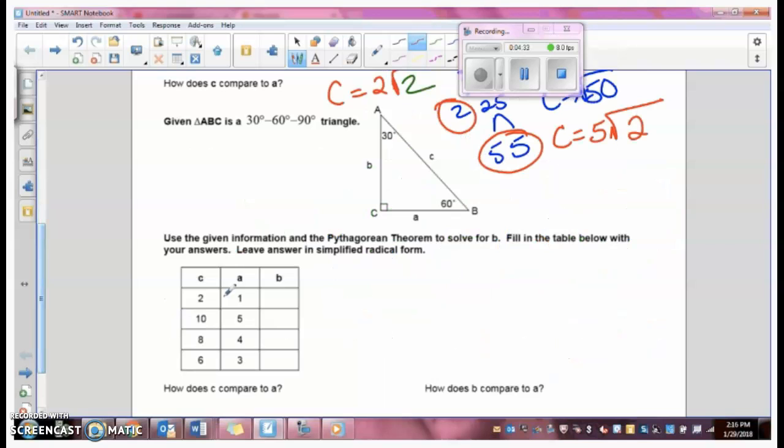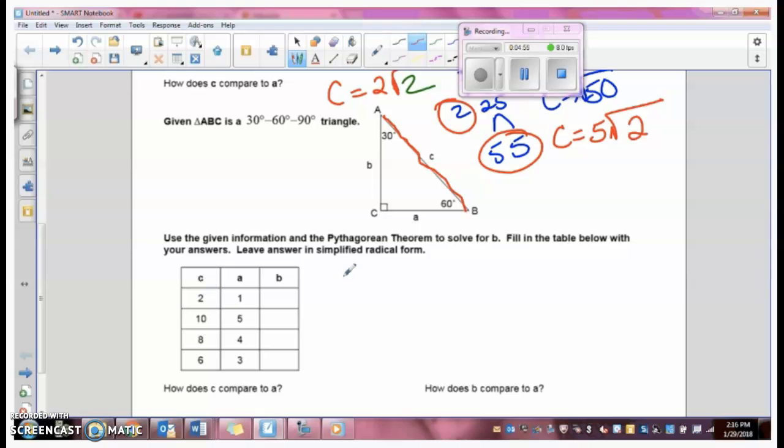Okay. And then you get 5 times the square root of 2. That's going to hold true for pretty much any time that you have a 45-45 triangle. It's always going to be that the two legs are the same length, and then the hypotenuse is the leg times the square root of 2. So let's look at a 30, 60, 90 triangle.